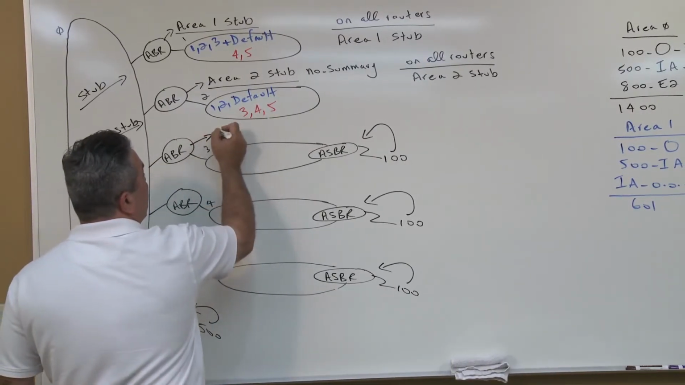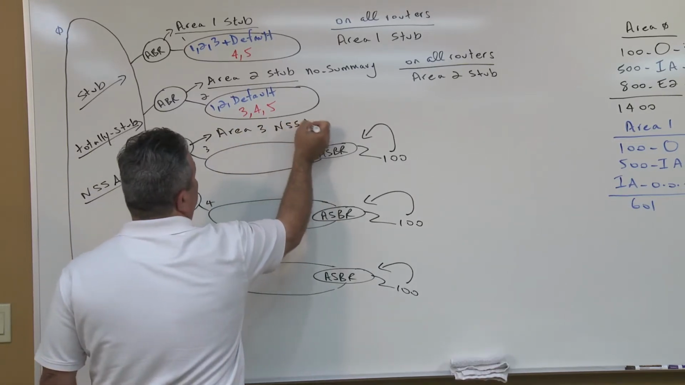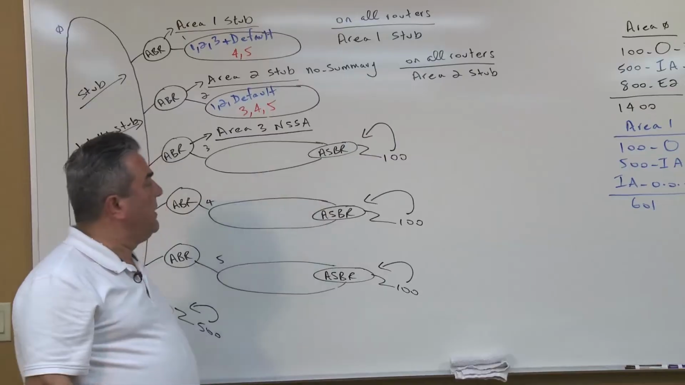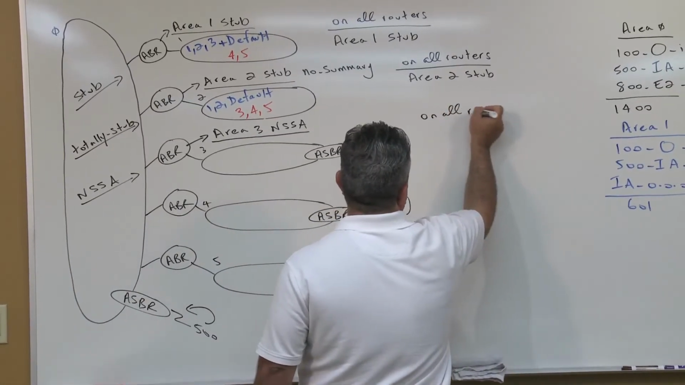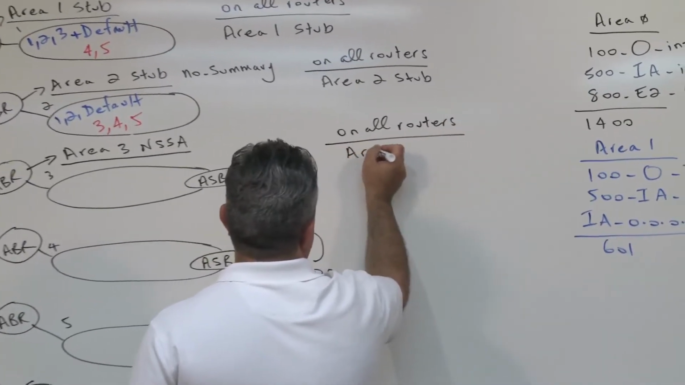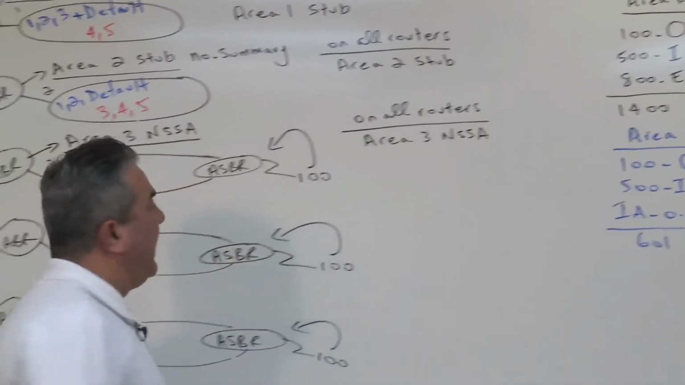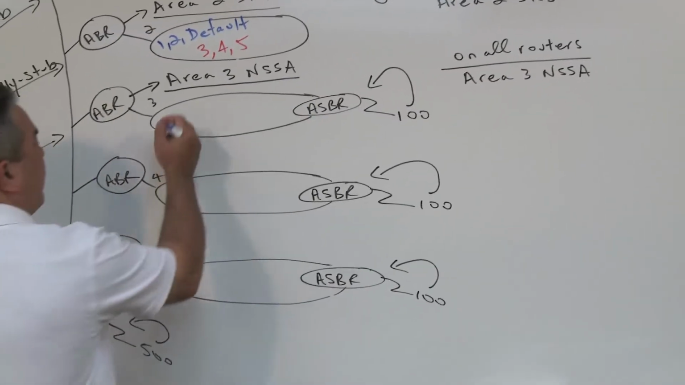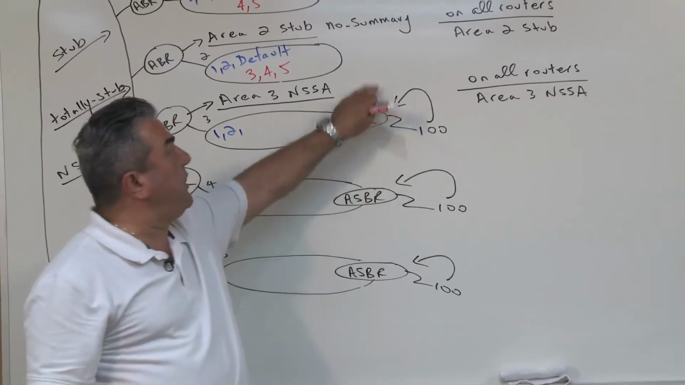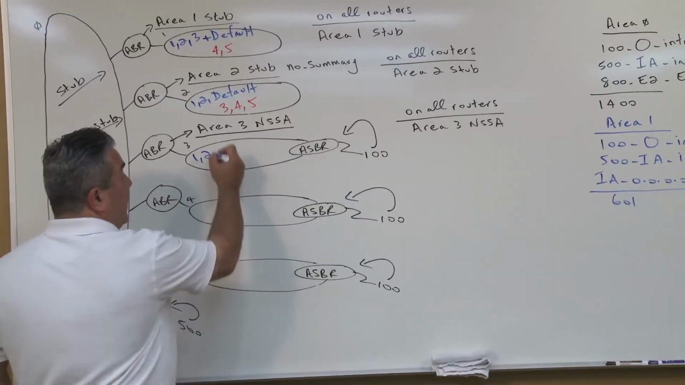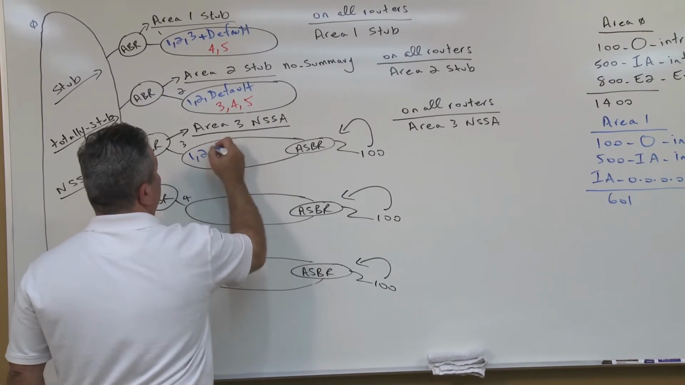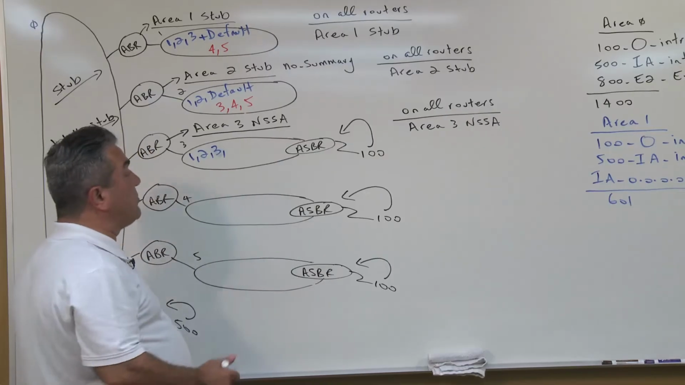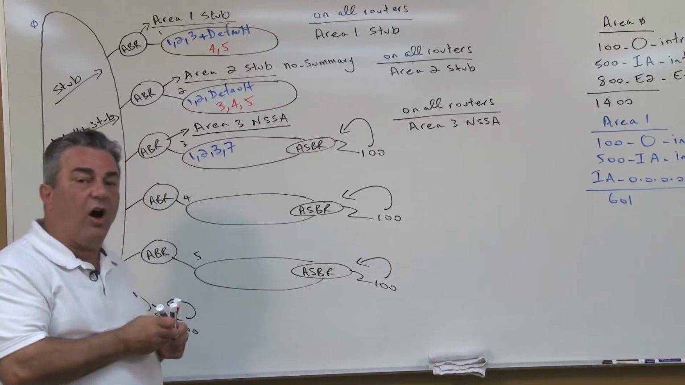We're going to go to the ABR. We're going to say area 3 NSSA, and we're going to repeat this entire command on all routers within area 3. So I'm going to go on all routers. I'm going to say area 3 NSSA. So what LSAs am I allowed to propagate within area 3 here? I can have 1s and 2s. You see, I'm not blocking 3s like I did in a totally stubby area. So I can have 3s. I have an ASBR, and this ASBR is redistributing 100 routes, and those routes will show up as LSA type 7s. And that's all I'm going to have.